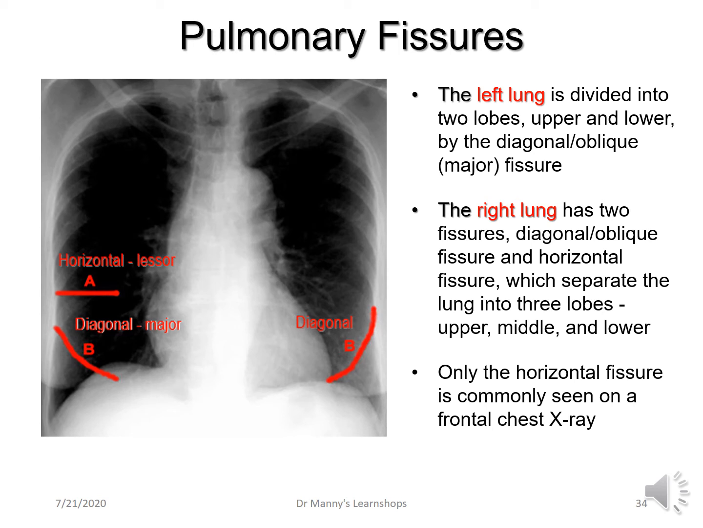The right lung has two fissures, the diagonal or oblique and the horizontal fissure. It separates the lung into three components, or three lobes: the upper, the middle and the lower. However, only the horizontal fissure is commonly seen on a frontal chest X-ray, and it may not be seen on an AP film. Typically, it may be seen on a PA film. If there are accumulations of fluid, alveolar edema, then you may see fluid collections within these fissures.